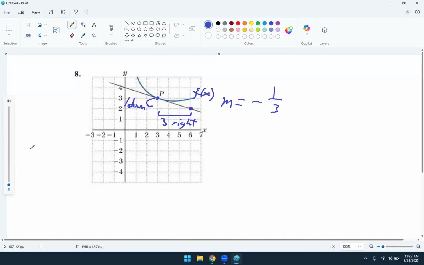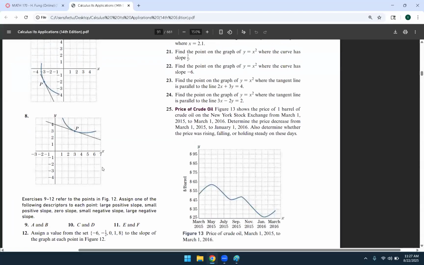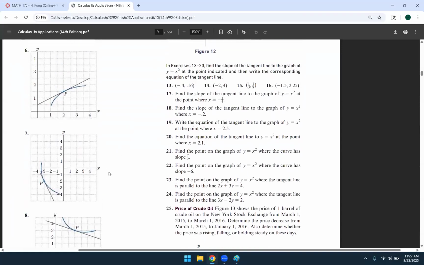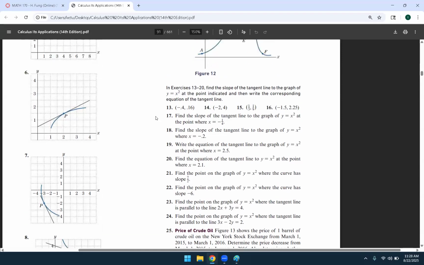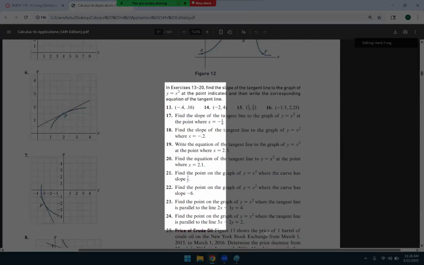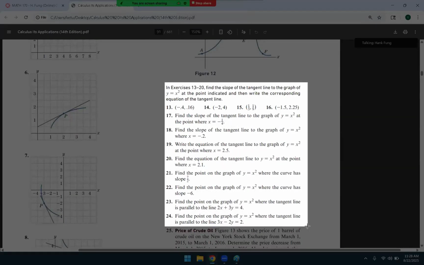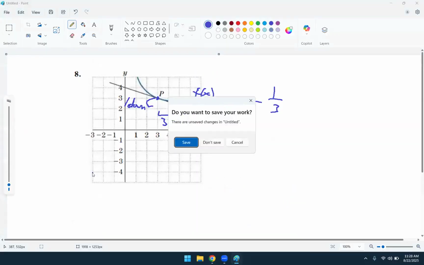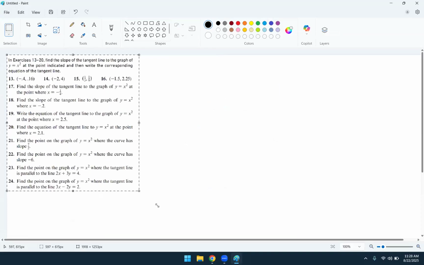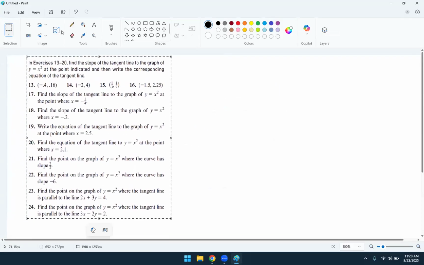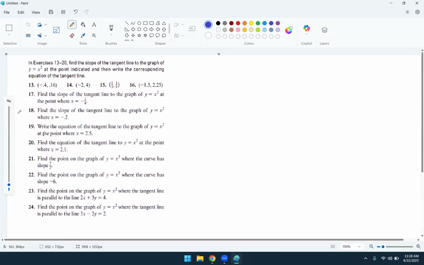Let's look at number 20, for example. Go back up here. In exercises 13 to 20, let me just take a screenshot of these set of problems here. Not too bad a concept here, so let me clear this out, nice and big so you can see it clearly. All right, so let's look at number 20.